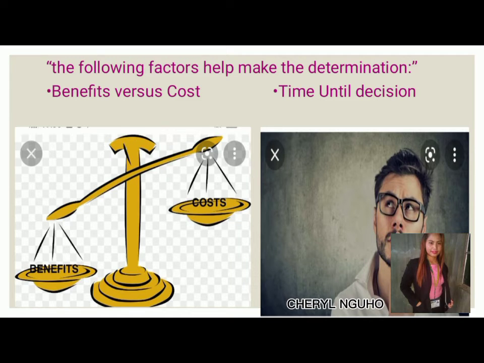Because if the benefits of doing the research do not exceed the cost, don't do the research. Second, time until decision. Decision makers sometimes have very little time between realizing a need for additional information and making the decision. So when time is very short, it is simply not possible to conduct in-depth marketing research. The internet can cut the time needed for a study from months to weeks, but when time is short, researchers may have to rely on more exploratory research and the use of secondary data.